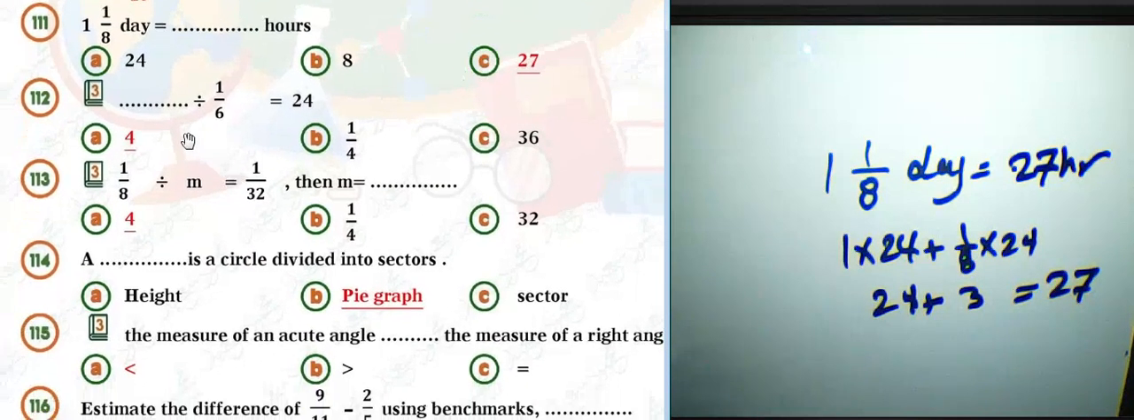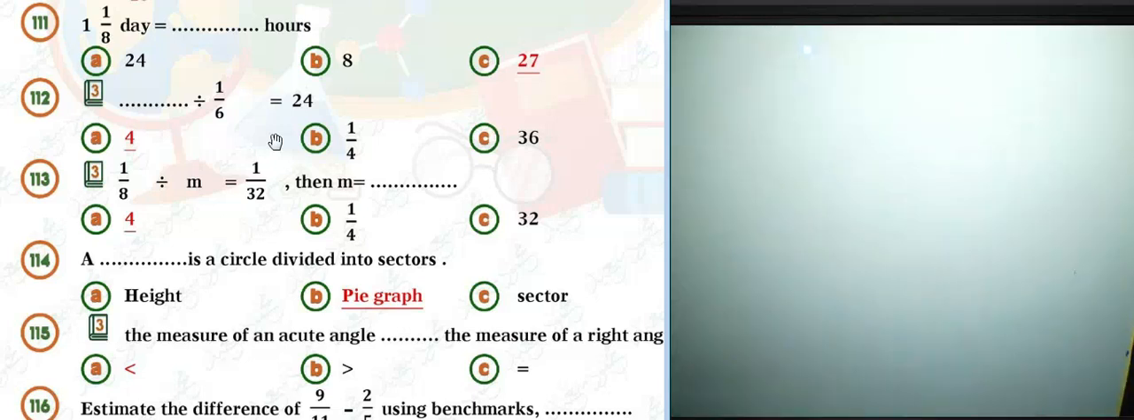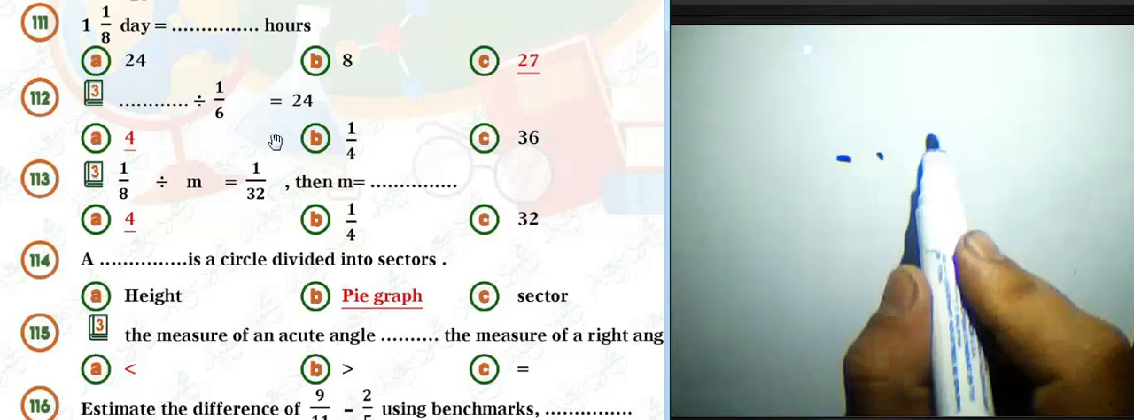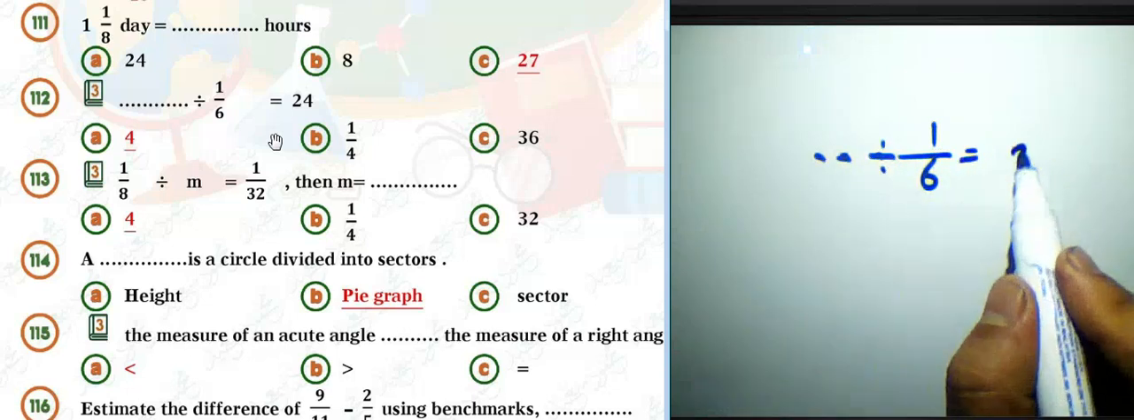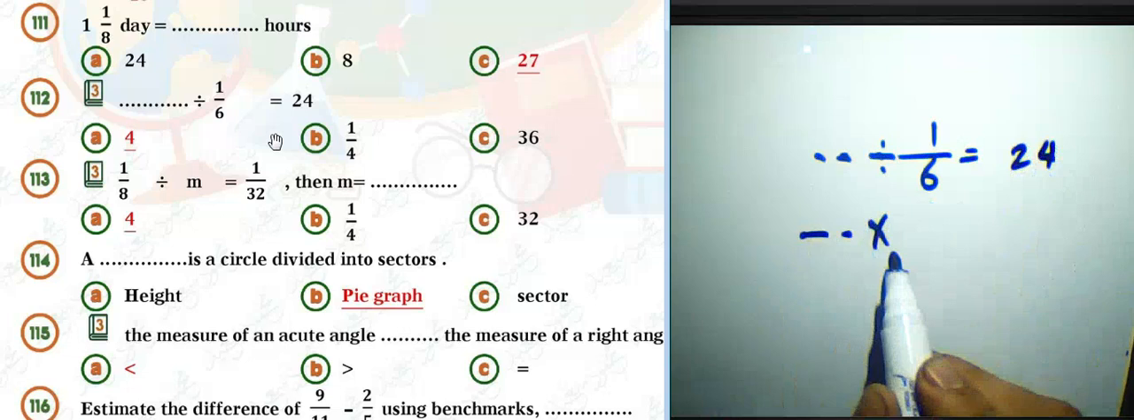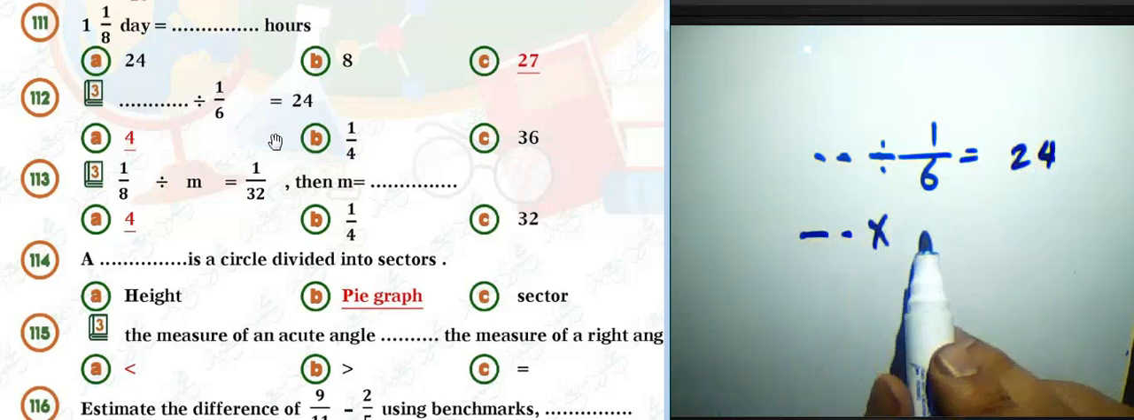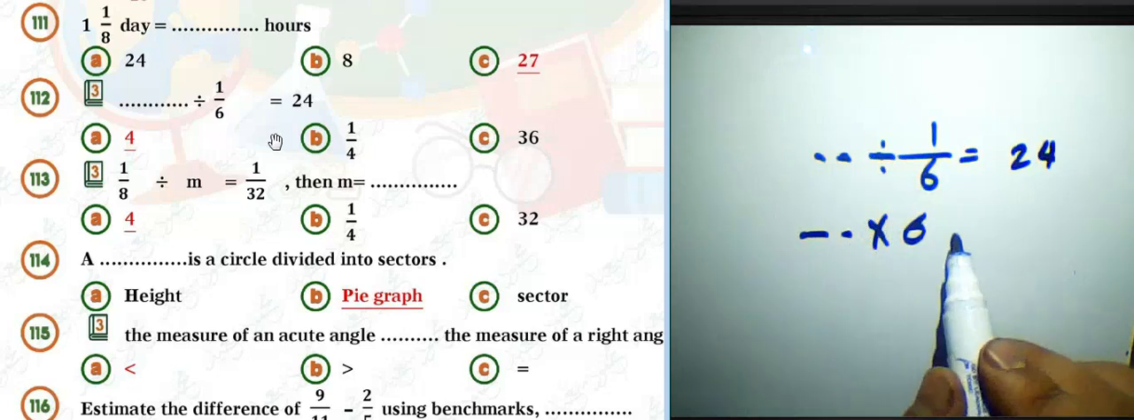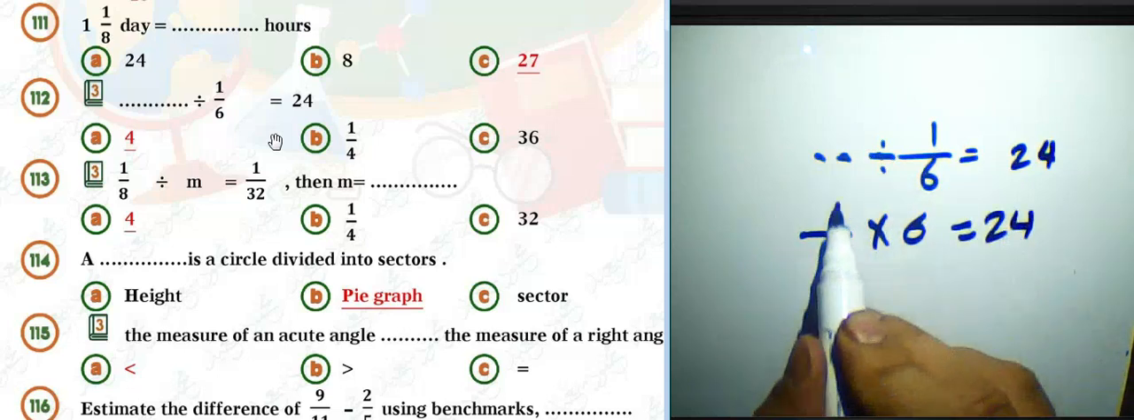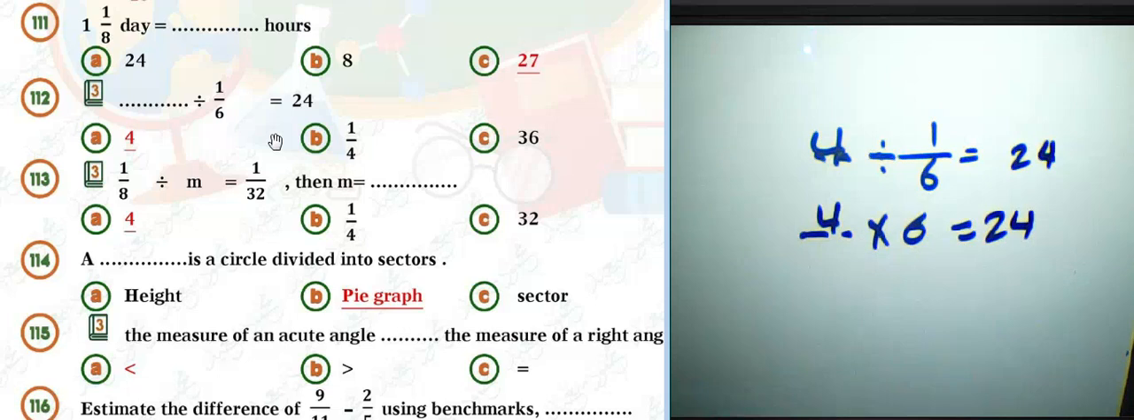Question 112. This number divided by 6 is equal to 24. Who can tell me? We must convert from division to multiplication. This number divided by 6 is equal to 24. It means this number divided by 6, or divided by 1 over 6, converts to multiplication, and we write the multiplicative inverse of 1 over 6. It will be 6. So this number will be 4, because 4 times 6 equals 24.